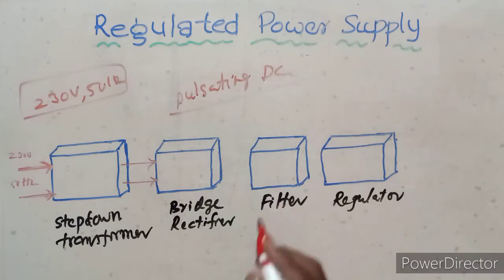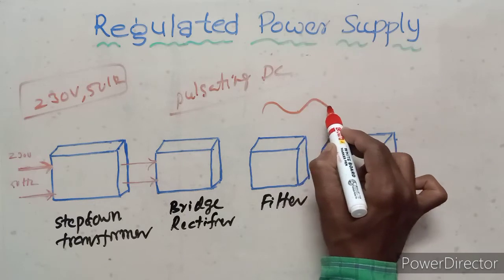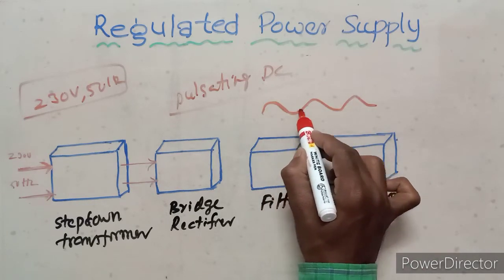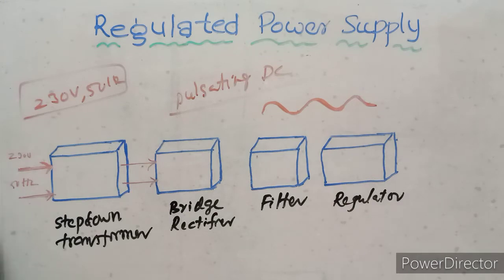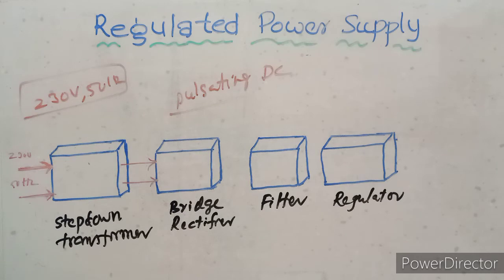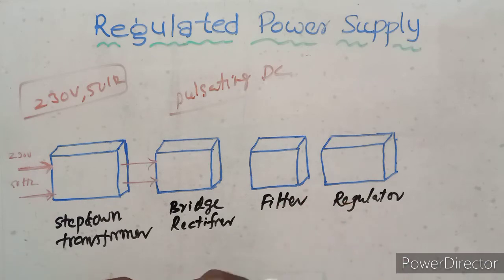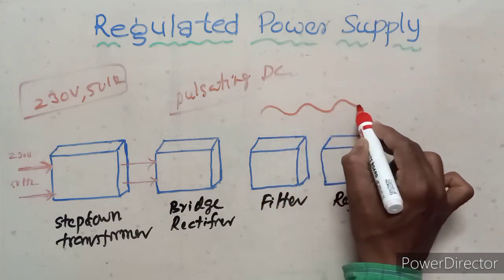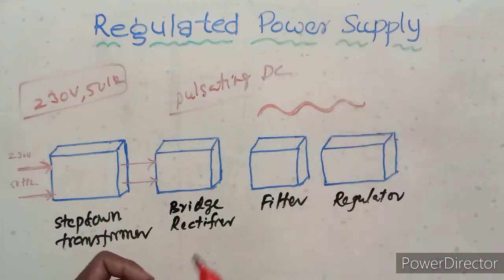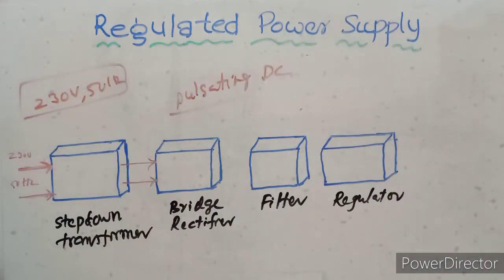Pulsating DC means harmonic. So some smooth. Pulsating means some smooth. Okay, pulsating music, just like pulsating music means it's very audible music.